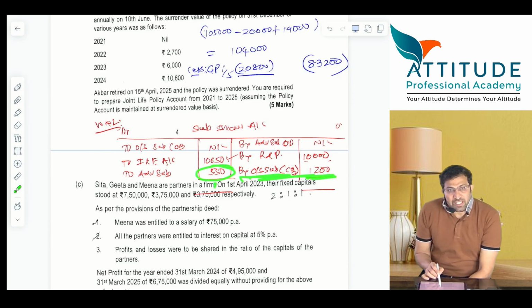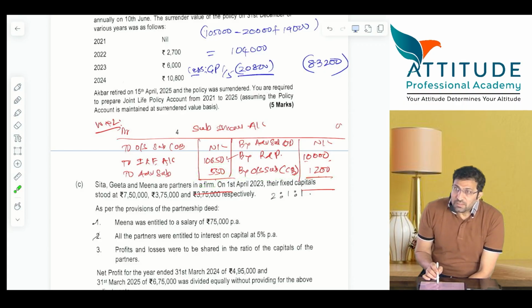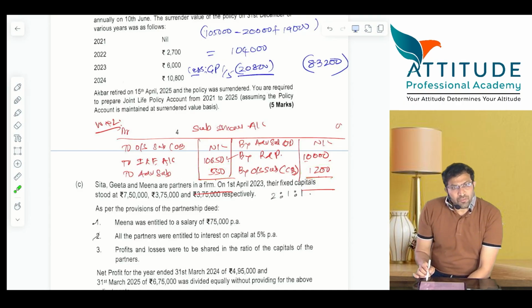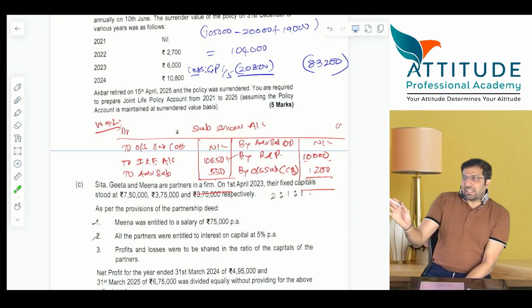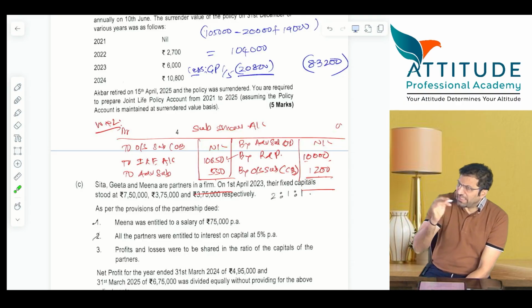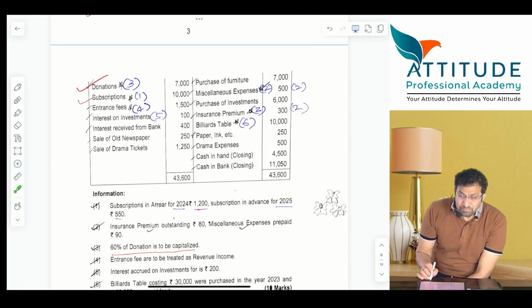Then advance subscription, where do you take it? Anything received in advance is a liability. In the closing balance sheet, write 1,500 and go to liabilities. Opening balance sheet में कुछ नहीं आता क्योंकि information ही नहीं है. Done. I am done with subscription. See, each and every item I am taking, finishing off there itself. Next. Shall we go to the next item?